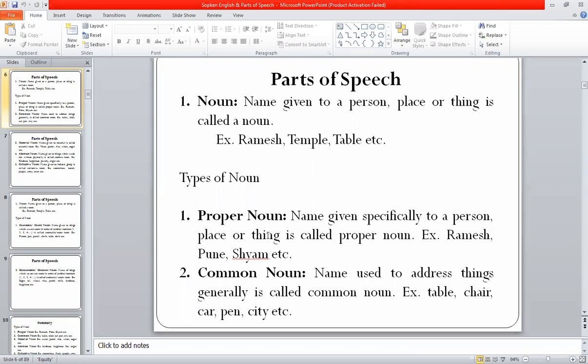Let's see its examples. Table, chair, car, pen, city. These are called common nouns. Let's see the example of table. Table is a common noun. Why is it a common noun? Because there are many tables. Chair is also a common noun. Then car is also a common noun. There may be many cars, and it doesn't have any type of brand.